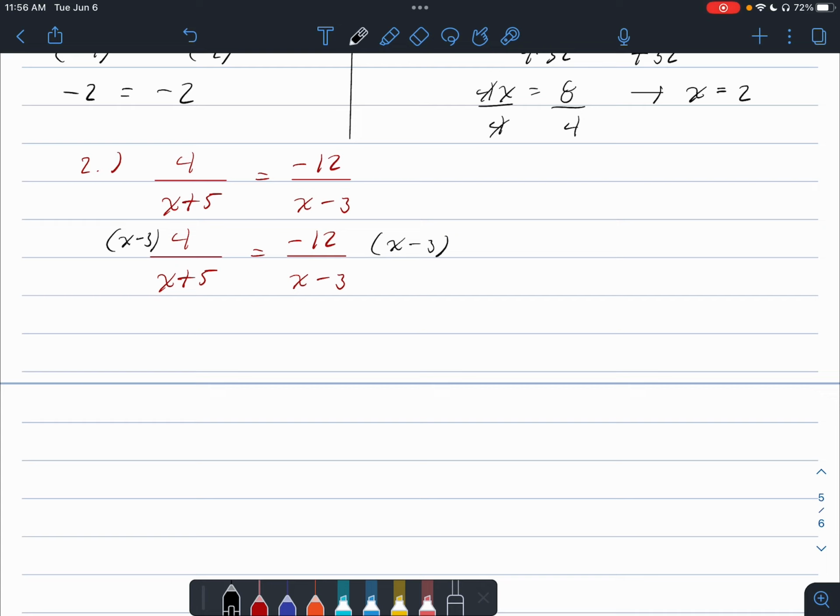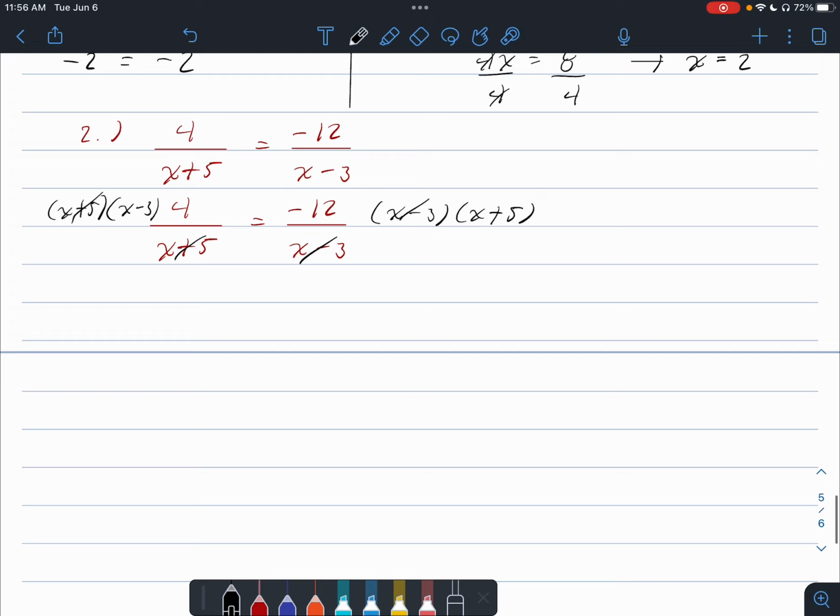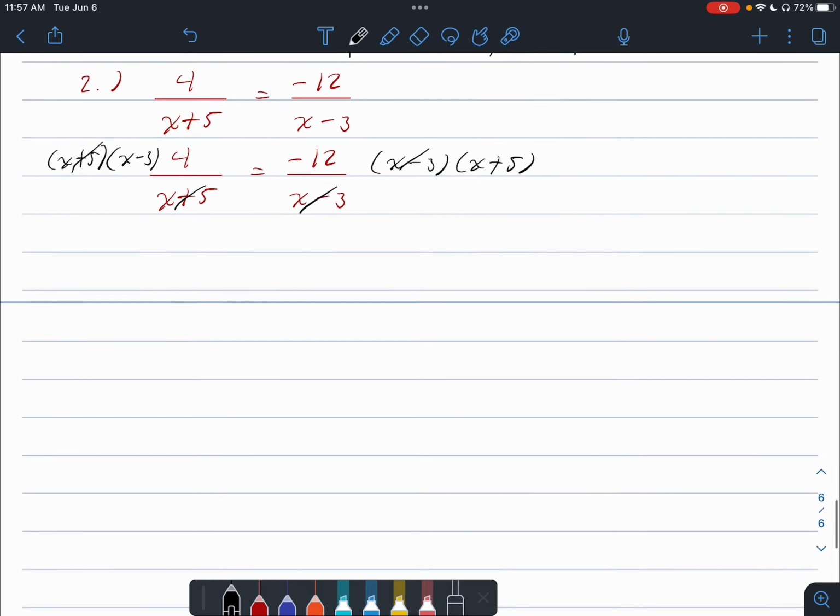What we can also do is multiply both sides of the equation by x plus 5 as well. And the goal here would be to eliminate x plus 5 in the denominator. Okay? So here we'll see these x plus 5s cancel. And on the right-hand side, we'll see these x minus 3s cancel. And again, the reason we get to do this is because we're doing the same thing to both sides of the equation. We're multiplying by x minus 3 and x plus 5 on both sides. Therefore, this is totally legal.